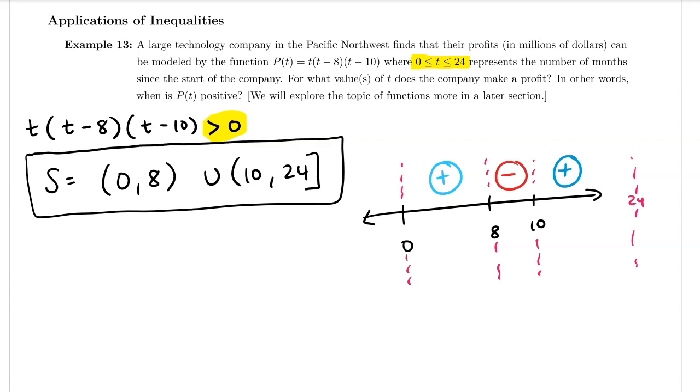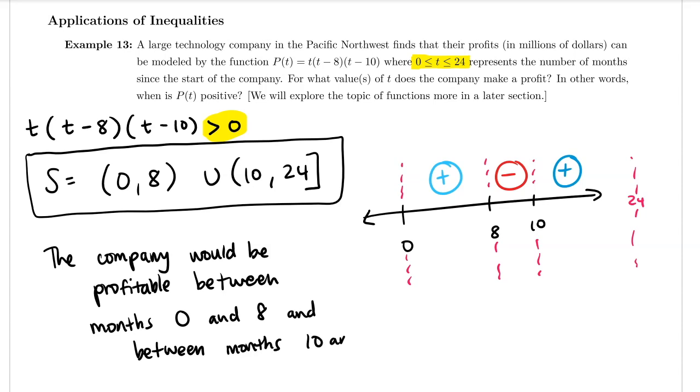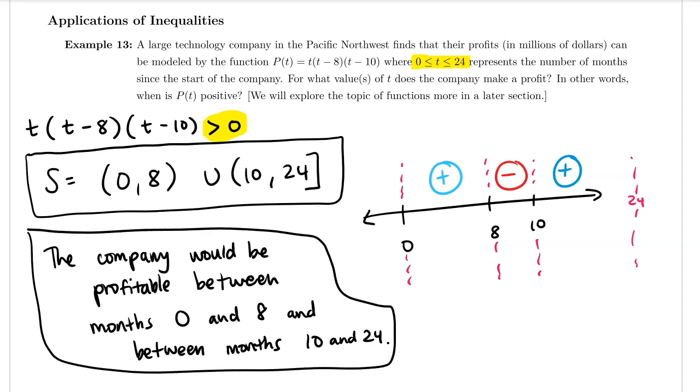However, now we are dealing with a word problem, and so it's important to write our final answer in a sentence to describe what our final answer represents. So we can say the company would be profitable between months 0 and 8 and between months 10 and 24. And that's our final answer.